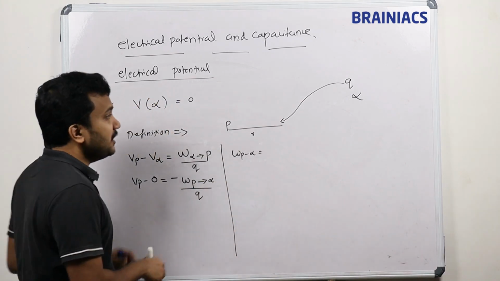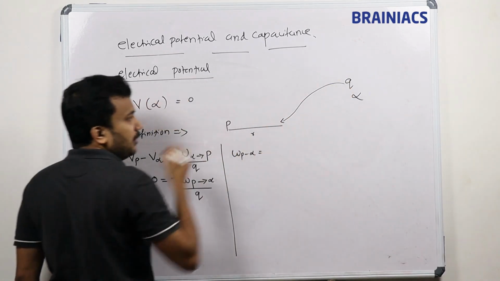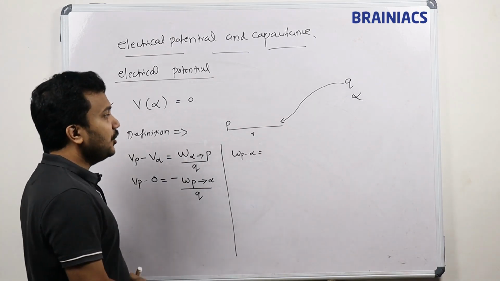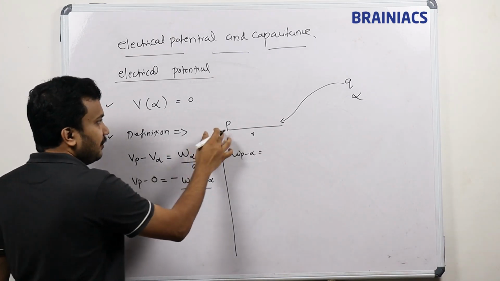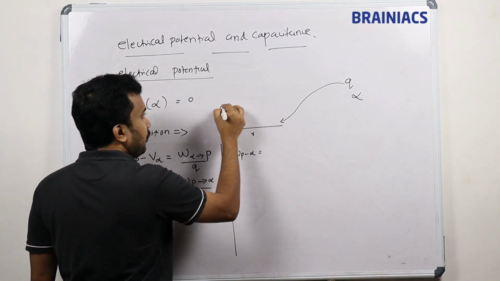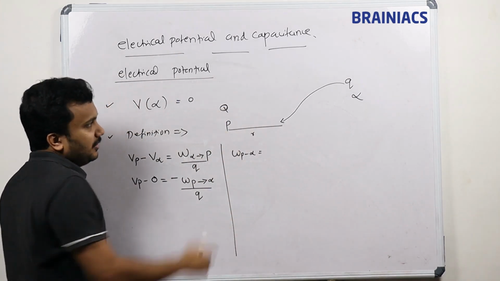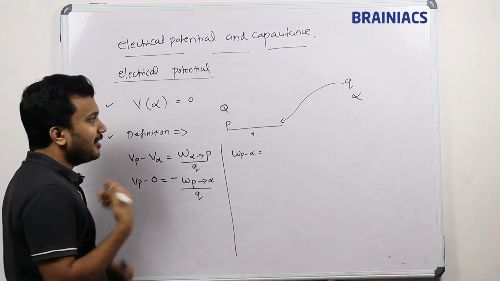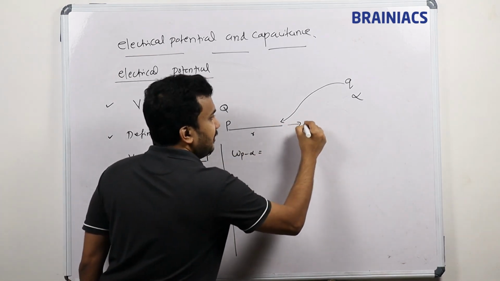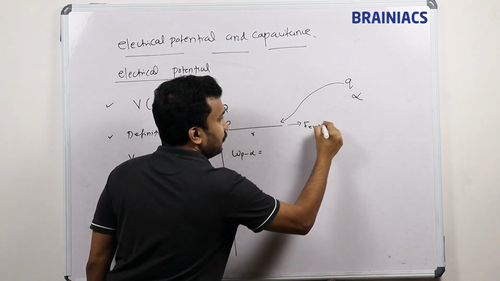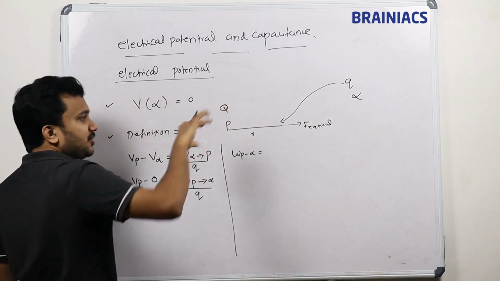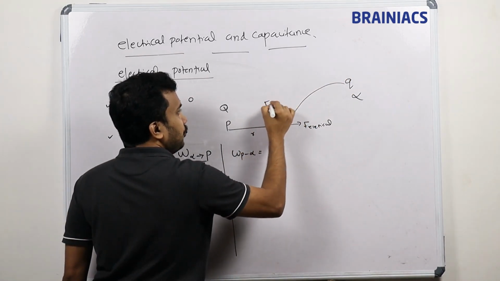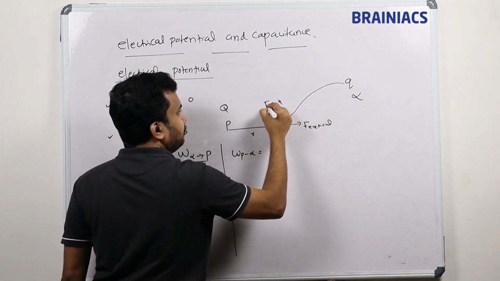Here, if you are bringing the q amount of charge here, we are assuming a capital Q charge is already located here at this position. When you bring the q, both are positive, so what will happen? An electrical force will act here. To oppose the electrical force, what work am I doing? External work. So I am doing external work.